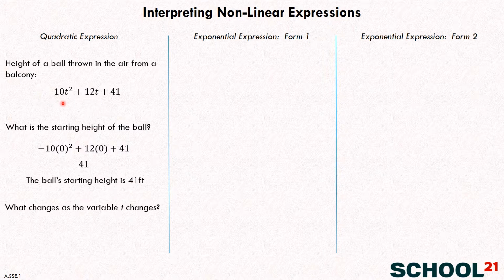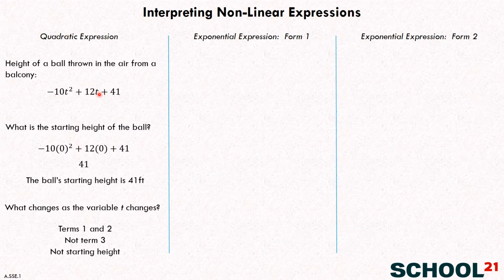Will the first term change if t changes? Yeah. Yeah. How about the second term? Yeah. And how about the third term? No. No, because the third term doesn't have anything to do with t. So we can say that terms 1 and 2 change, but not term 3. And we know that term 3 is what? The starting point. 41. The starting height, right? Mm-hmm. So we can say the starting height doesn't change as t changes. And that makes sense, right? If we're standing on the balcony, the height of the balcony isn't going to change as t changes. But the rest of the things will change in a quadratic expression.